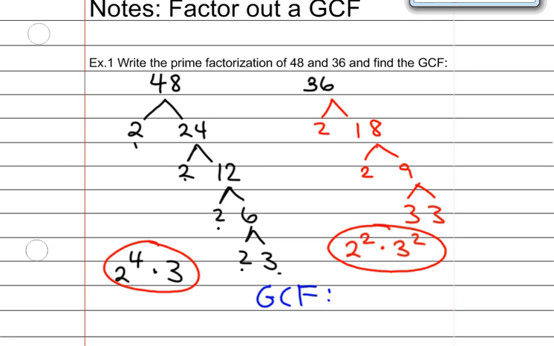What I have in common is 4 2's over here and 2 2's over here. So what they have in common would be 2 of those 2's. They have 2 squared in common. And then they have 1 3 and then 2 3's, so they only have 1 3 in common. So that's the GCF. 2 squared is 4, and 4 times 3 is 12.